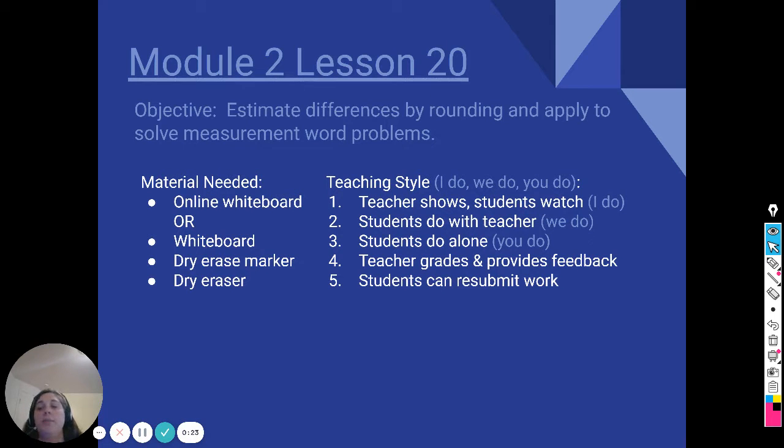The materials needed for today are online whiteboard or your whiteboard, dry erase marker, and dry eraser. And we're going to follow the teaching style where I do it, we do it, and you do it together. Then you do it on your own.